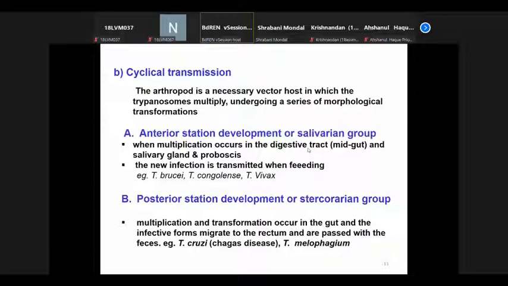Then number two, the human is injected. Metacyclic deformation transformed in blood. Blood.